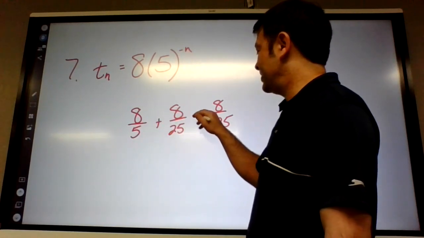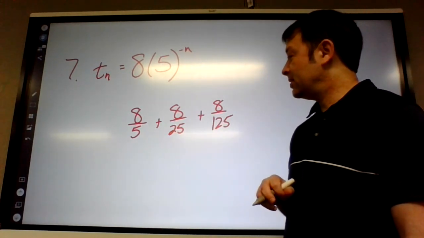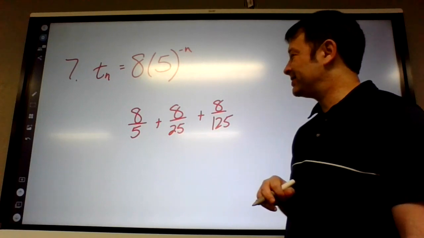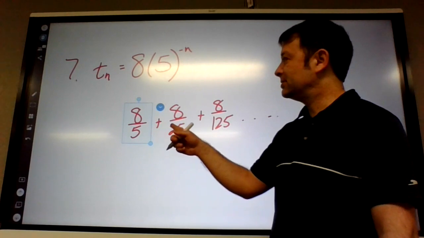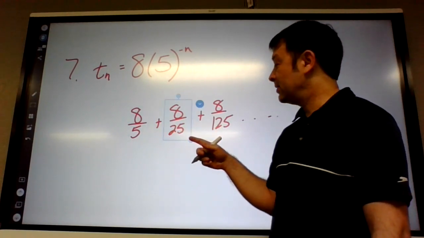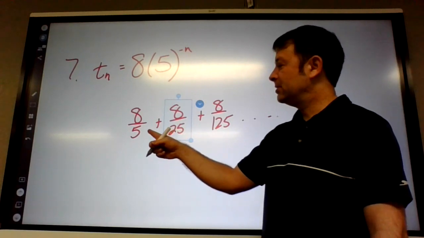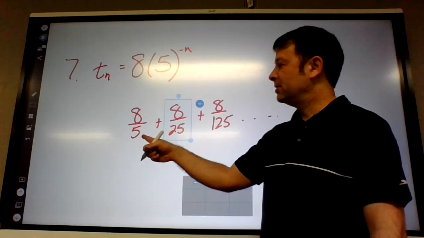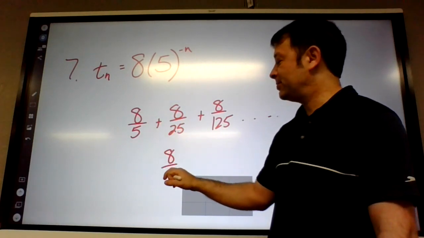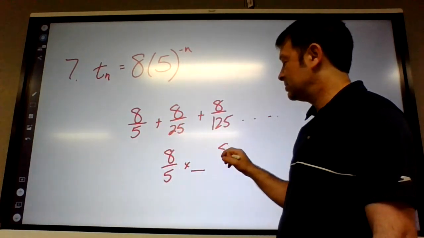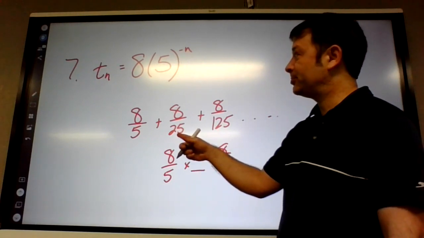So they just didn't make the list for us, basically, is what they're telling us. What is the common multiplier? Well, not quite. No. Okay. 8/5 times what equals 8/25? Yeah, 1/5. The denominator is being multiplied by 5.